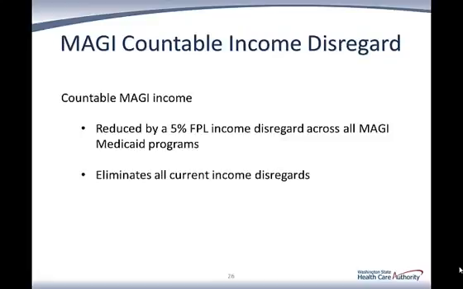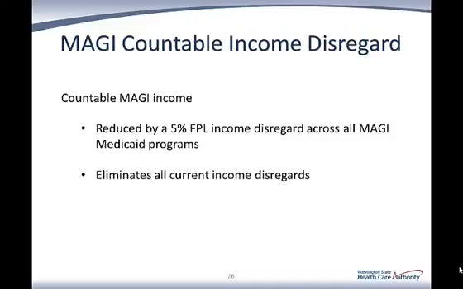Countable MAGI income is reduced by a 5% federal poverty level disregard across all MAGI Medicaid programs, which includes children, pregnant women, family, and the new adult group. This 5% disregard eliminates all other previous income disregards. Previously, there were multiple income disregards.